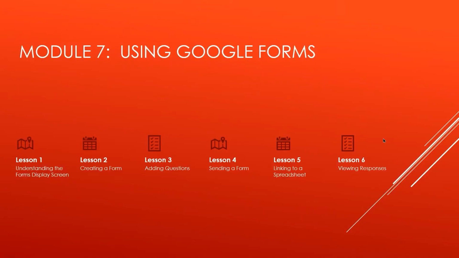In Module 7, we'll be using Google Forms in 6 lessons. As usual, we're going to understand the Forms display screen, and then we'll create a form, add questions, send a form, link to a spreadsheet, and we'll end up by you learning how to view responses.